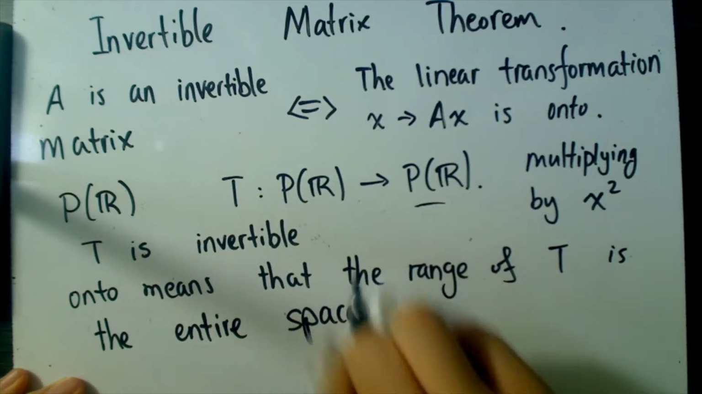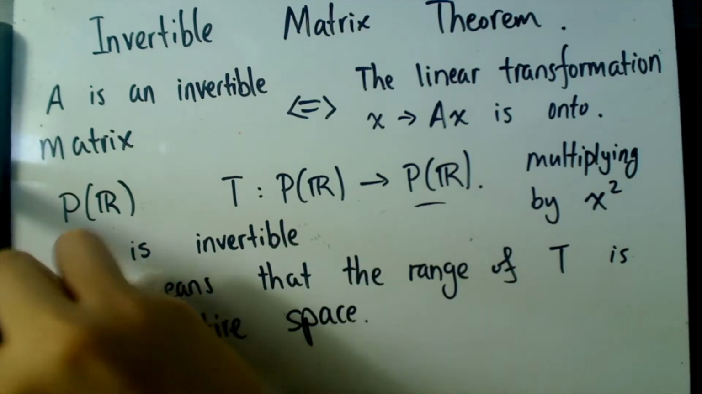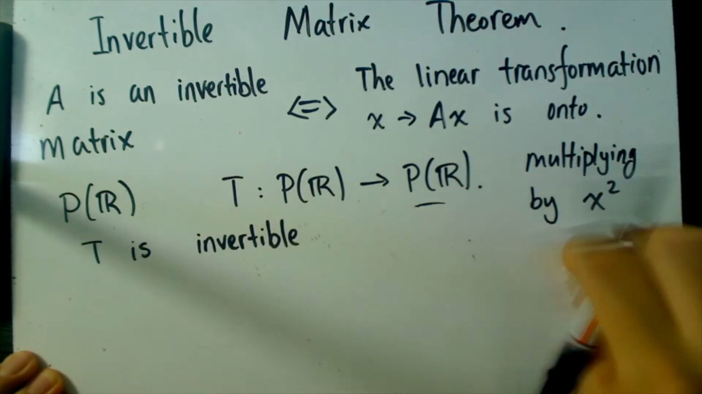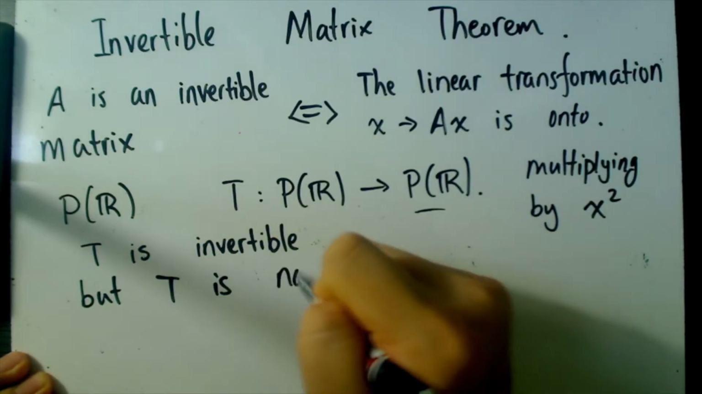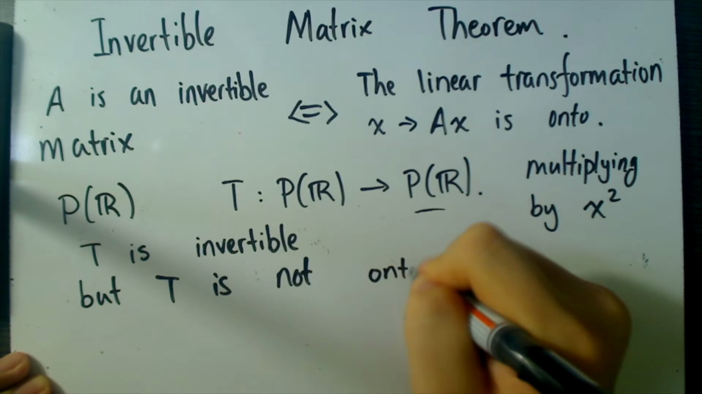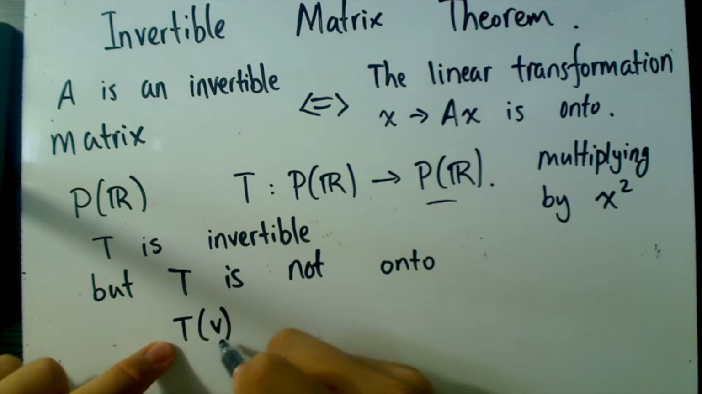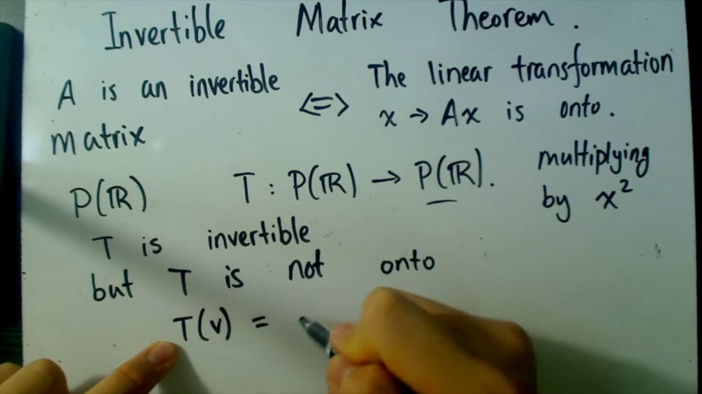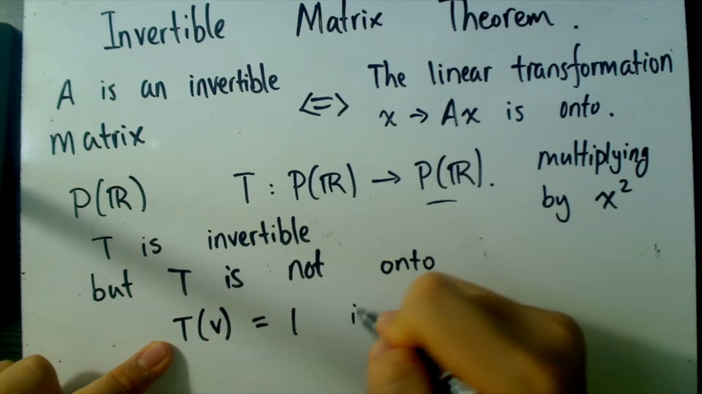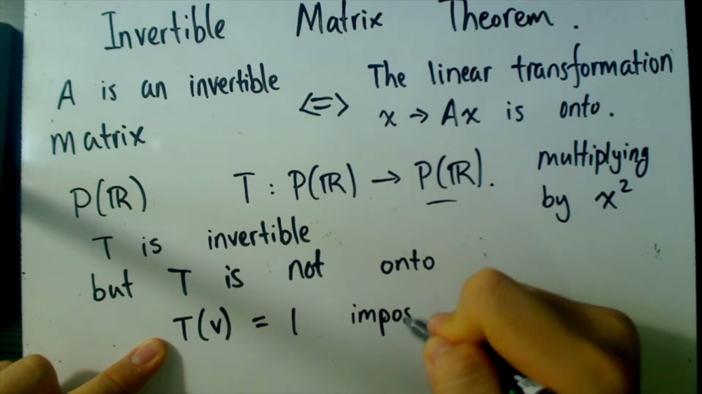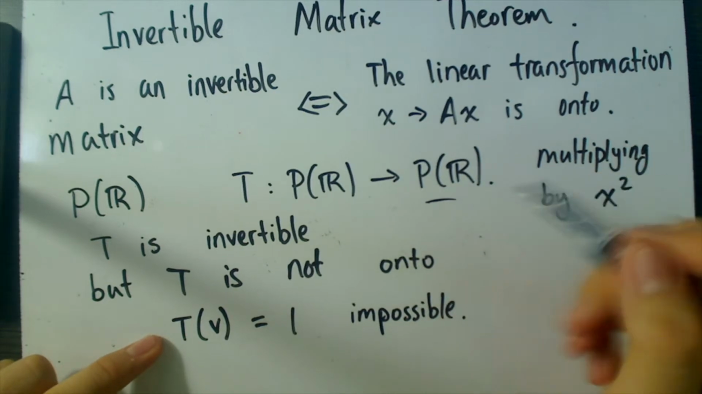which you can see clearly isn't true. So you can see here T is clearly not onto, because you cannot plug in some vector v into T and get to, say, 1. So T(v) equals 1 is impossible. And 1 is a member of the vector space of all polynomials.